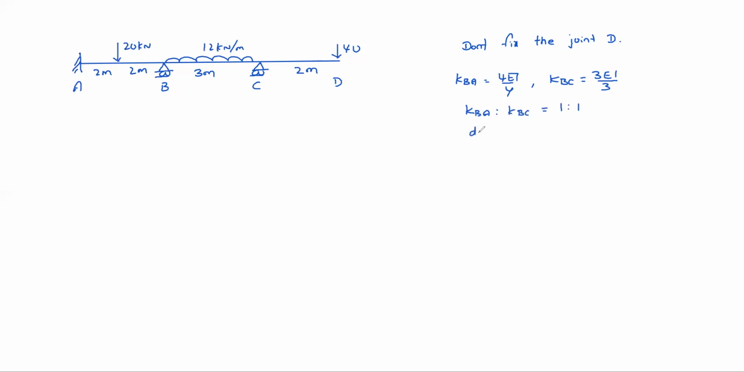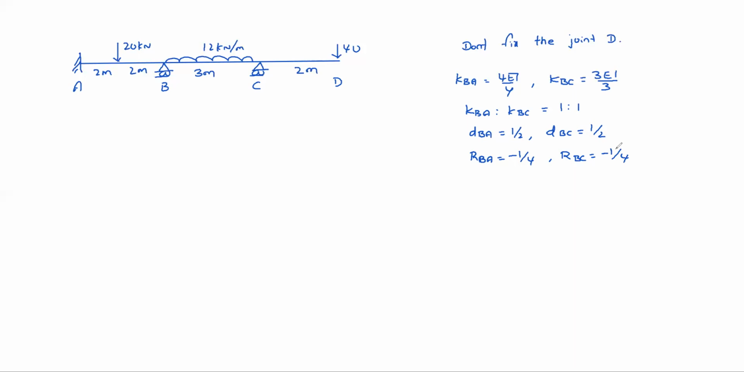Now KBA is to KBC equal to 1:1. Then distribution factor of BA equals 1 by 2, distribution factor of BC equals 1 by 2. Rotation factor of BA equals minus 1 by 4. Rotation factor of BC will be minus 1 by 4. Right?